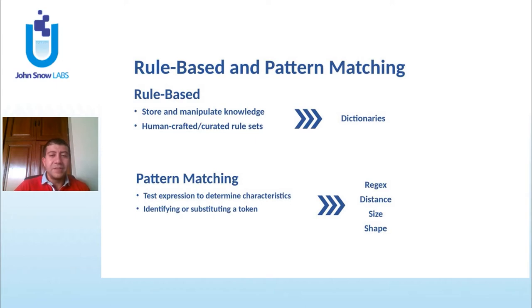In programming languages and applications, pattern matching is used in identifying the matching pattern or substituting the matching pattern with another token sequence. In practice, rule-based is used to store knowledge, for example, through dictionaries. And pattern matching is used to identify or replace tokens through specific characteristics, such as regular expressions or other pattern strategies like distance, size, and shape.